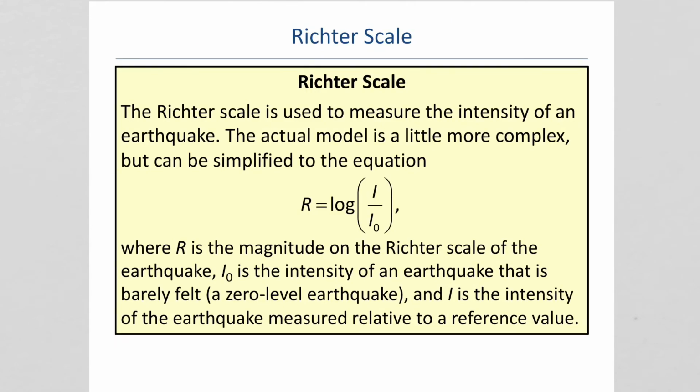The Richter scale is used to measure the intensity of an earthquake. The actual model is a little more complex, but it can be simplified to this equation. R equals log of I over I naught. R is the magnitude on the Richter scale of the earthquake. I naught is the intensity of an earthquake that is barely felt, a zero-level earthquake. And I is the intensity of the earthquake measured relative to a reference value.